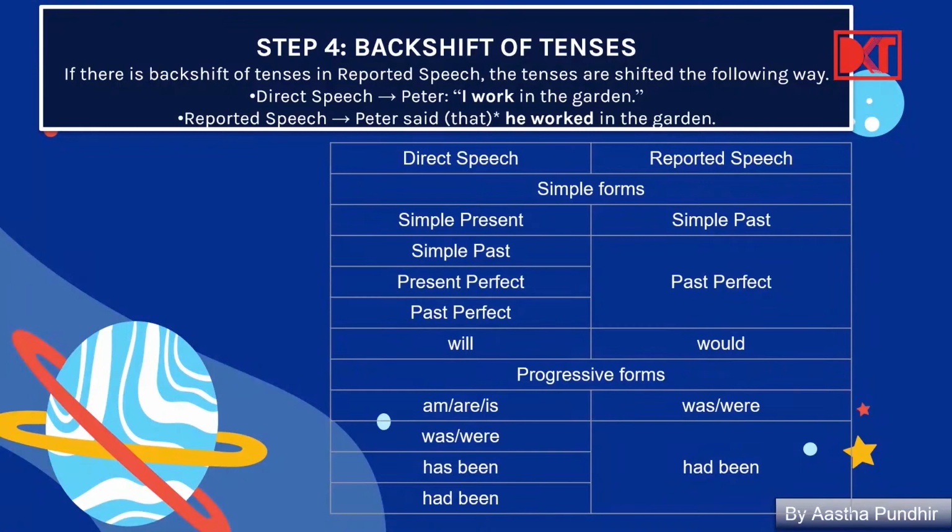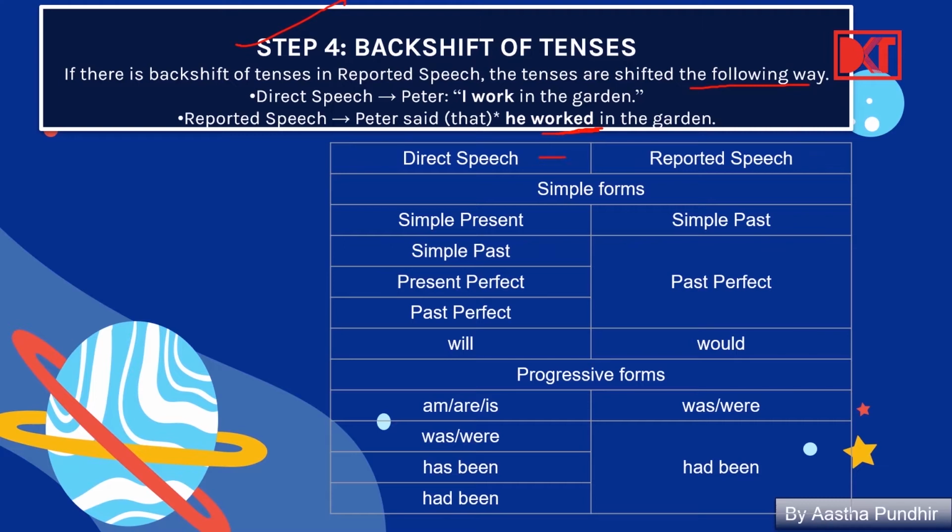Okay, so the next step we're talking about is backshifting of tenses. If there is a backshift of tenses in reported speech, the tenses are shifted in the following way. Let's see, direct speech, if Peter said, I work in the garden, then in reported speech it will be, Peter said that he worked in the garden. So, simple present is converted to simple past.